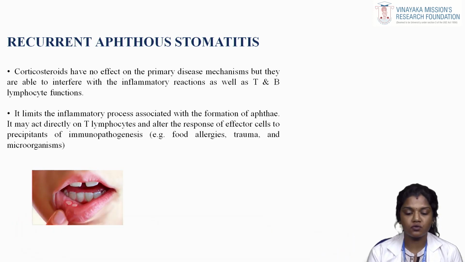Corticosteroids basically have no effect on the primary disease mechanism, but they are able to interfere with the inflammatory reactions as well as the T and B lymphocyte functions. Corticosteroids limit the inflammatory processes associated with the formation of the aphtha. They may act directly on T lymphocytes and alter the response of effector cells to the precipitants of immunopathogenesis.